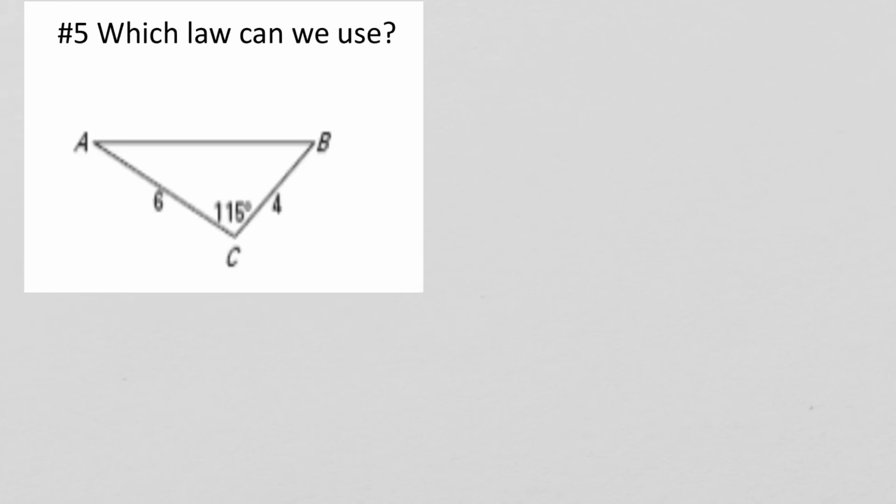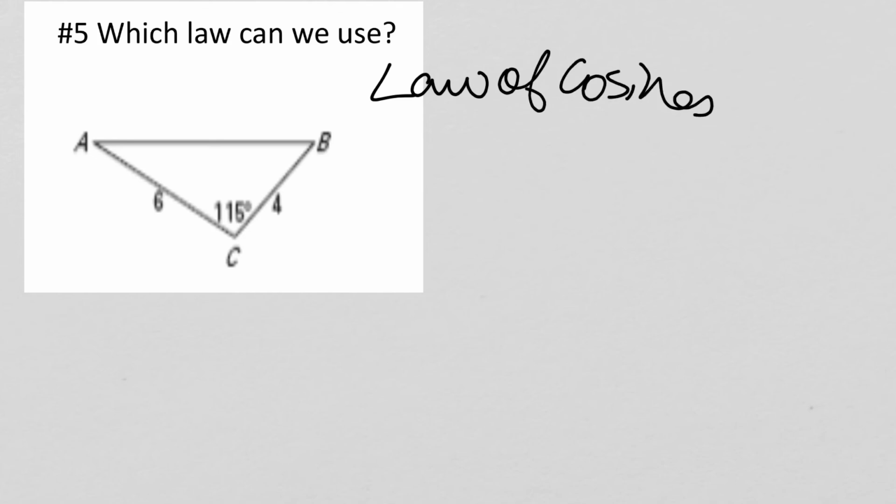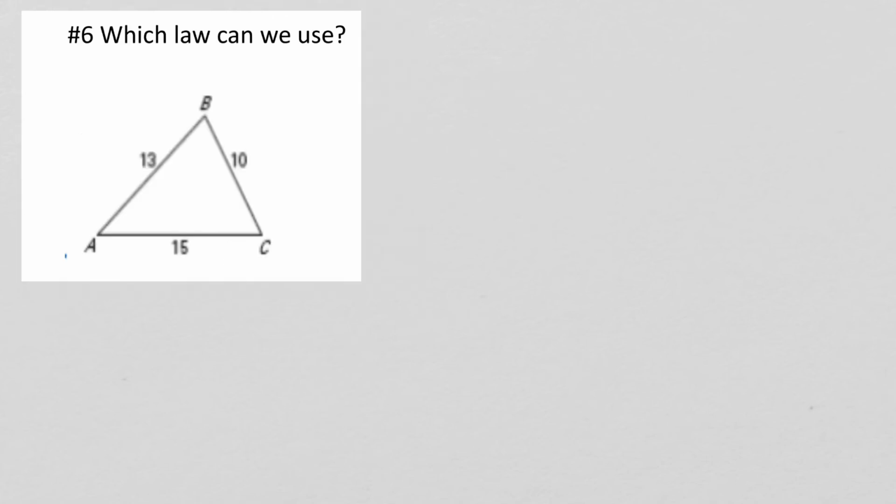All right, this one here, this would be law of cosines because it's the sandwich again, SAS, 2 sides with the angle in between, 4 and 6, 115 is between. All right, last one. What law is this one? This is also law of cosines. SSS.